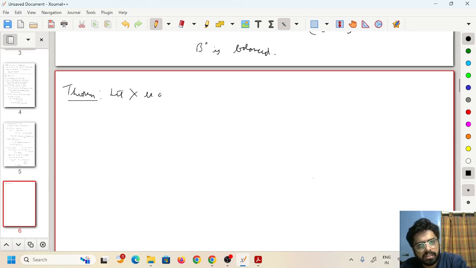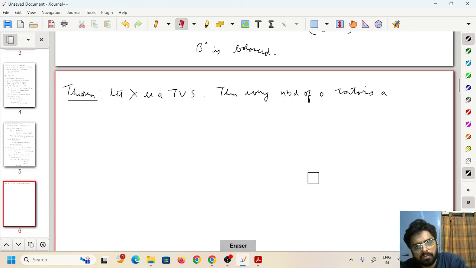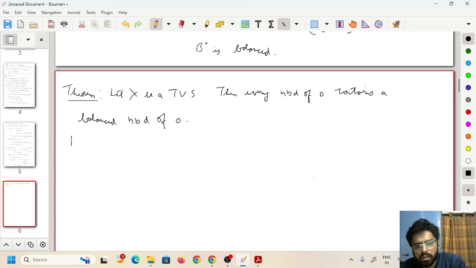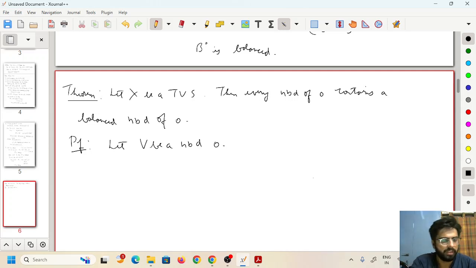Let X be a TVS. Then every neighborhood of 0 contains a balanced neighborhood of 0. Balanced neighborhood of 0. Okay. So proof. Let V be a neighborhood of 0. So we need to show that there exists a balanced neighborhood W of 0 such that W is contained in V.